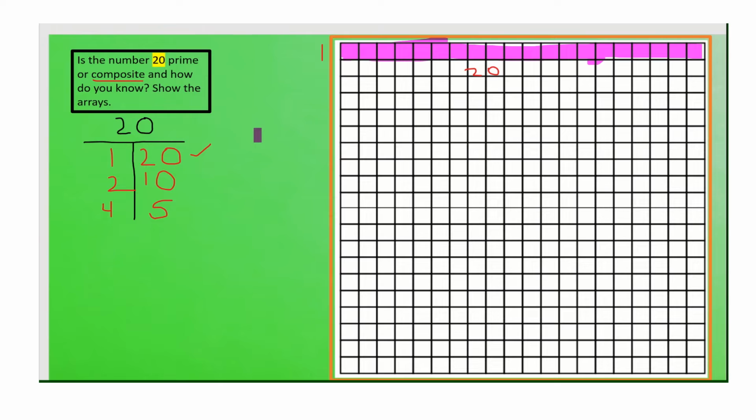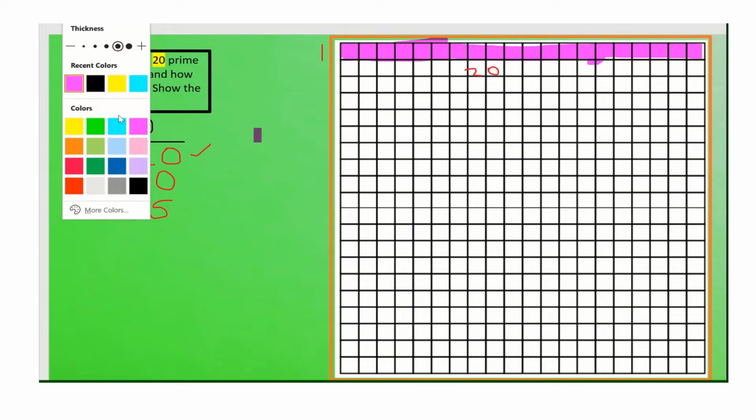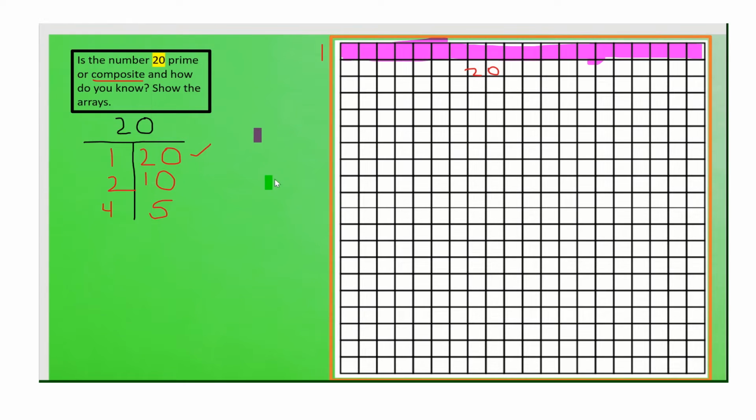Next, we are going to show the 2 by 10 array. So I know it's 2 high by 10 long.